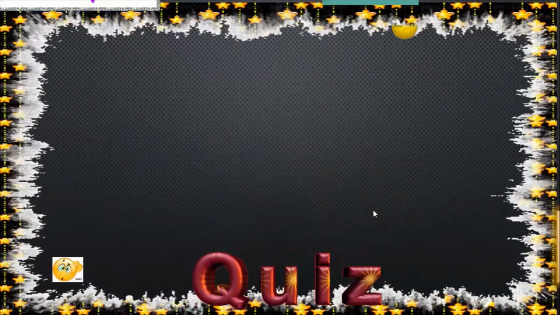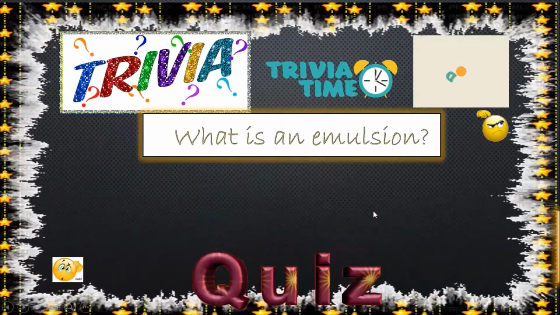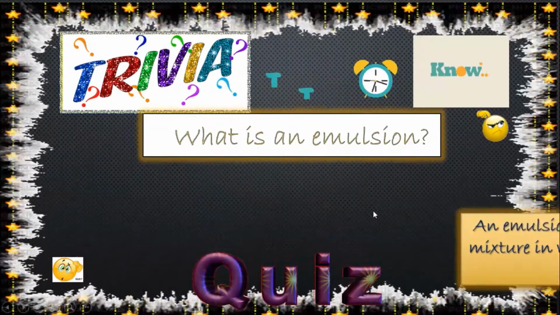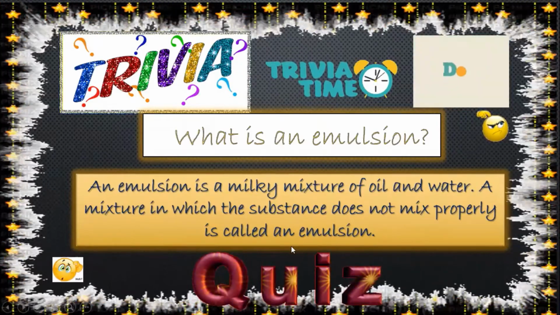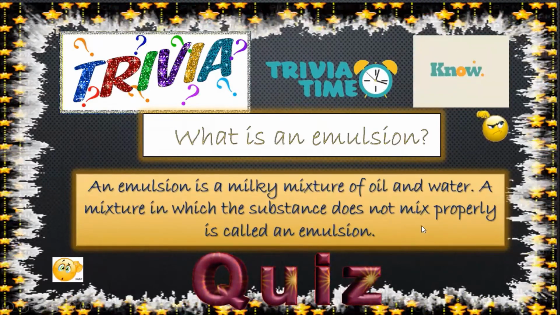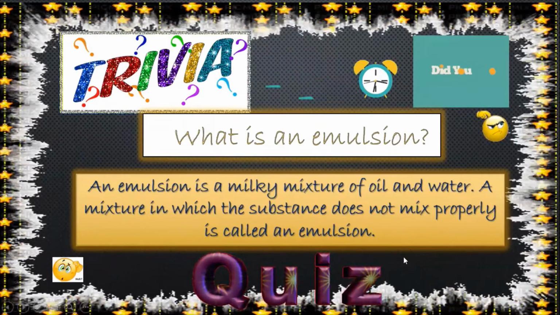Now it's trivia time. What is an emulsion? An emulsion is a milky mixture of oil and water. A mixture in which the substances do not mix properly is called an emulsion.